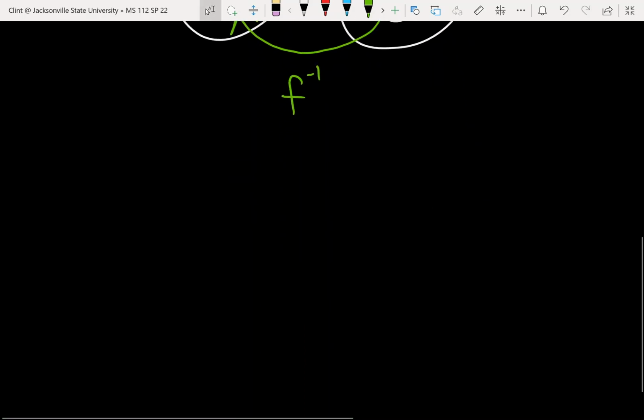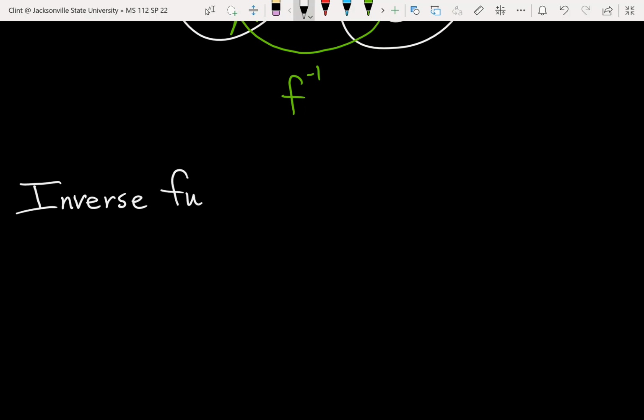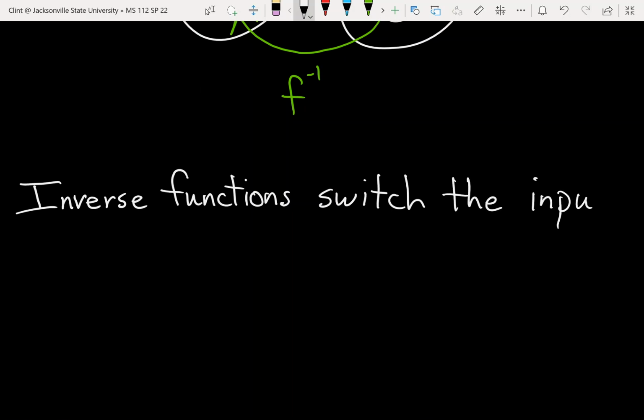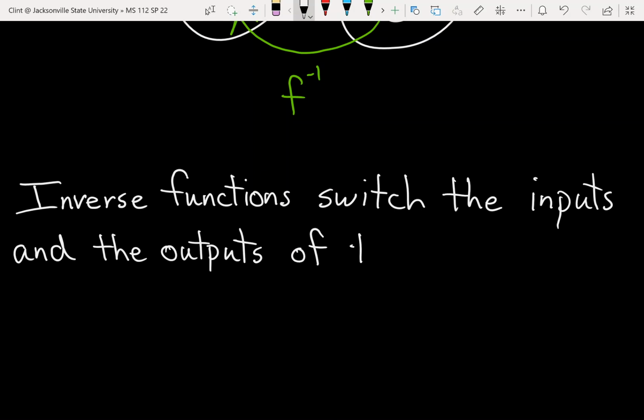So kind of in words, inverse functions switch the inputs and the outputs of the other function. Okay.